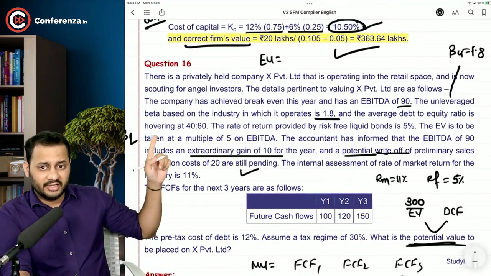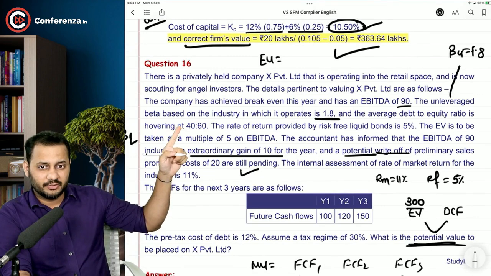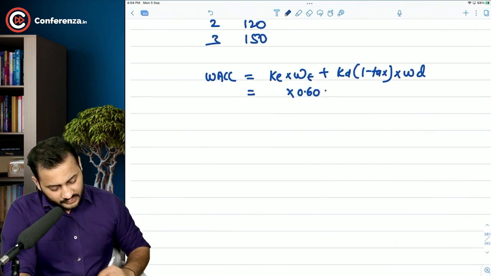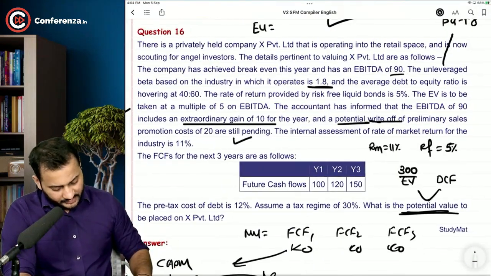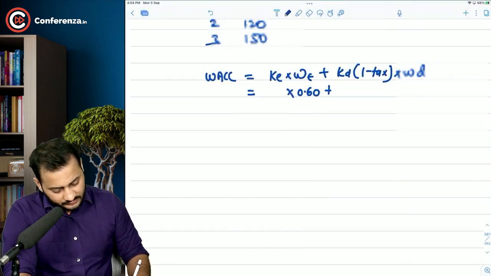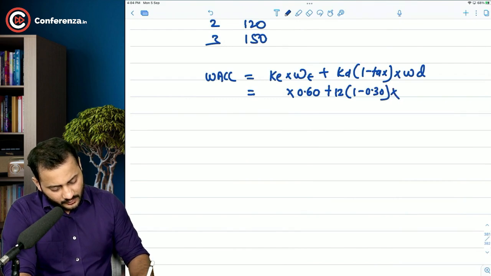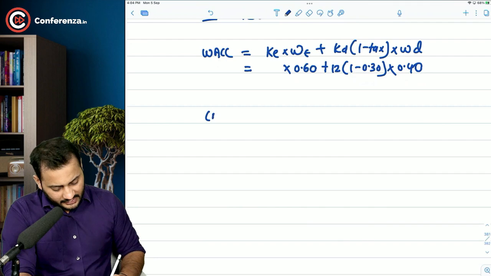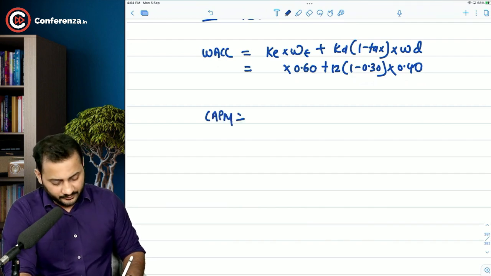See, the debt equity ratio is 40-60. That means 40 is the debt, 60 is the equity. Plus cost of debt. The pre-tax cost of debt is 12%. So 12 into (1 minus 0.30) into the weight of debt, which is 40%. Now what is pending is the cost of equity, which can be calculated using CAPM.